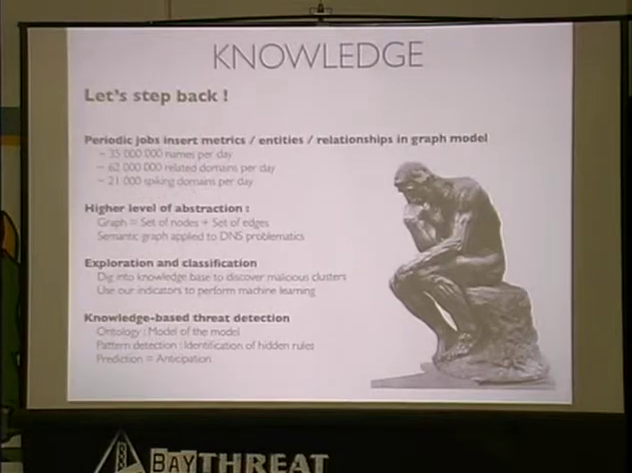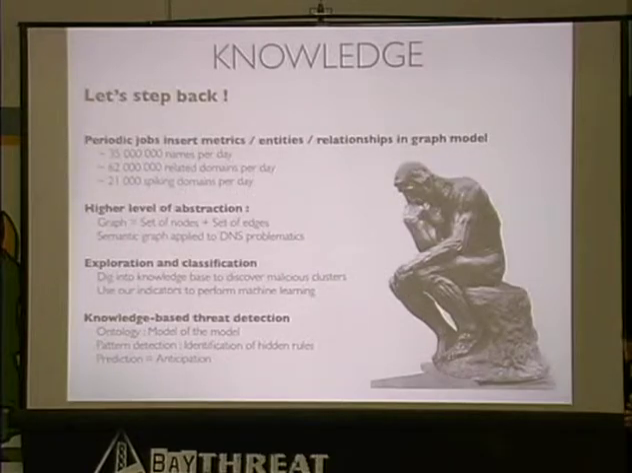page. I want to talk a little bit about knowledge. So let's step back a little bit. We basically have, on one hand, a lot of periodic jobs that are creating knowledge every day. So a couple of numbers: 35 million names per day, 62 million related domains per day, and 21,000 spiking domains per day. We'll come back to that later. But basically, we have scripts and jobs that create a lot of data.